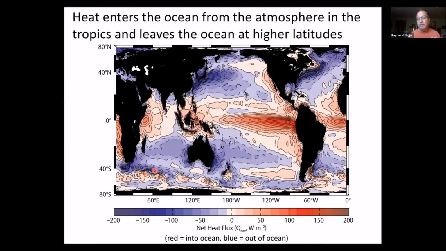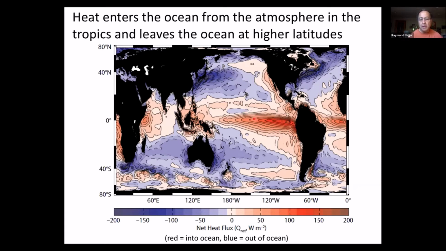So there's another way that the ocean moderates the climate, and that is it takes in heat at low latitudes from the atmosphere, and it transports it poleward in both hemispheres. And then it releases that heat back to the atmosphere at high latitudes. And part of that is shown in this map, which is a heat flux map.